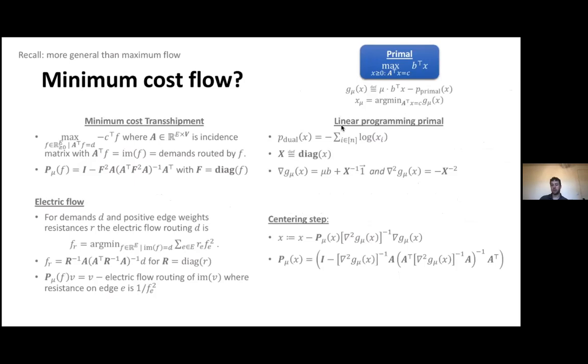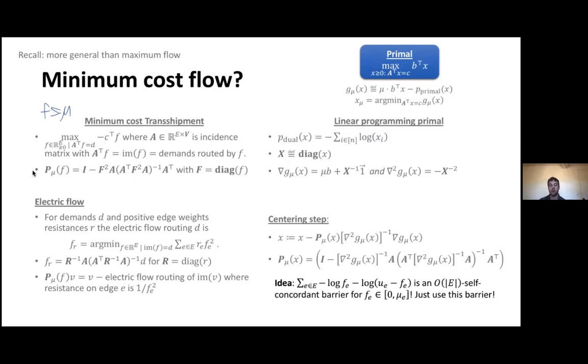All right, so what about minimum cost flow? Remember the min cost transshipment problem, we're trying to get a non-negative flow that routes the demands at minimum cost or maximum minus cost. And we said that the minimum cost flow problem was the same problem where we also just had upper bound constraints on every entry of f. So how would you extend this analysis to the case where we have upper bound constraints? We don't want to just solve this problem where f is non-negative, but we also want f to be at most mu.